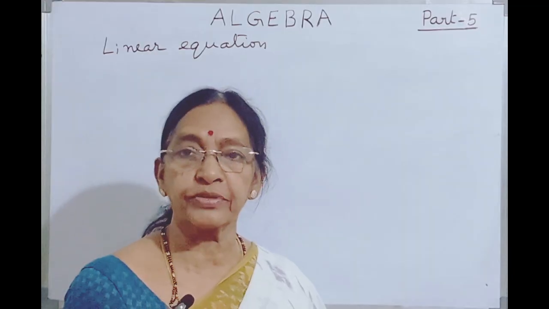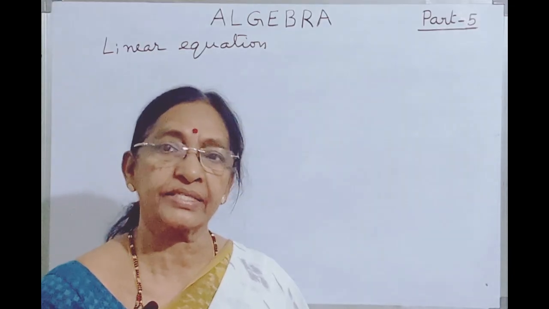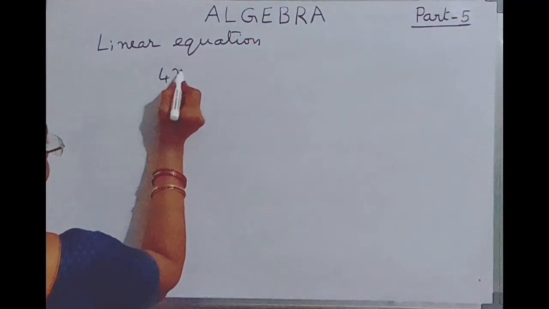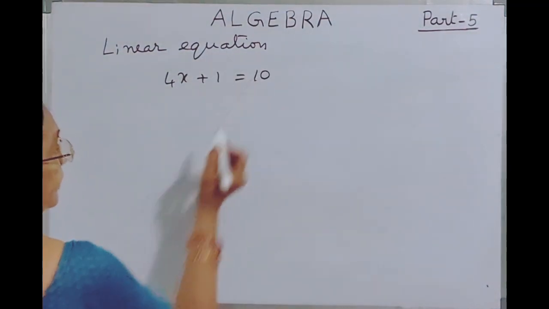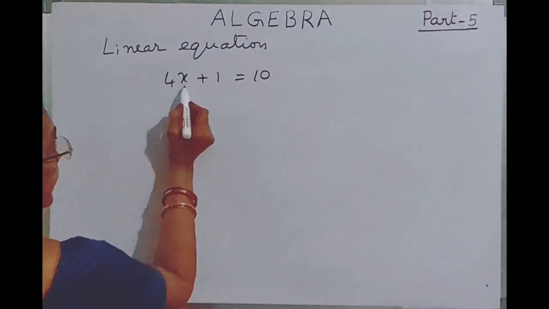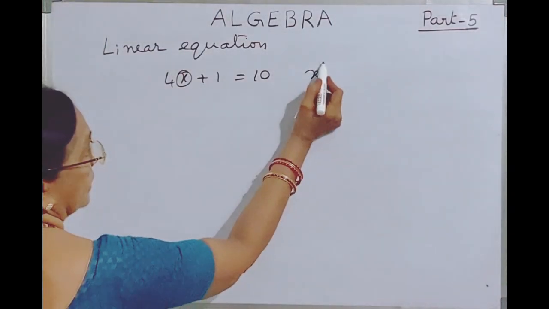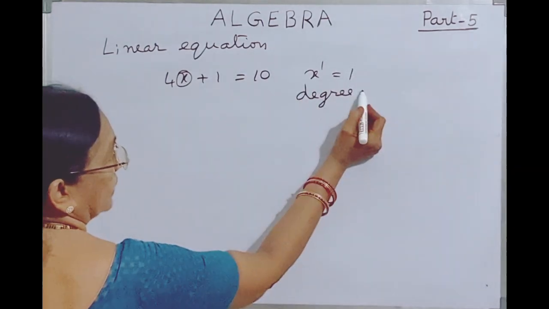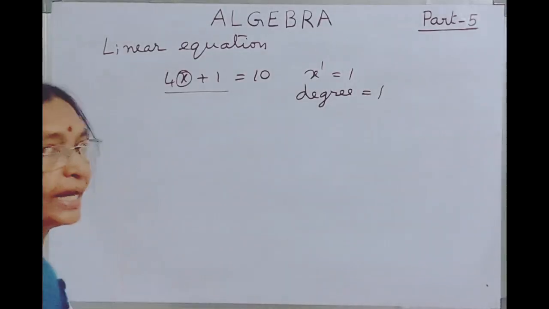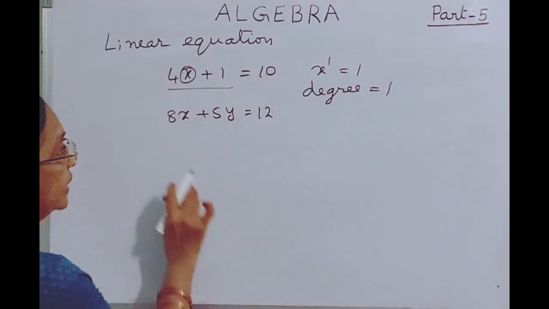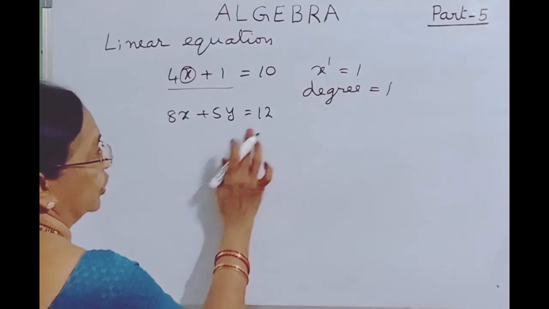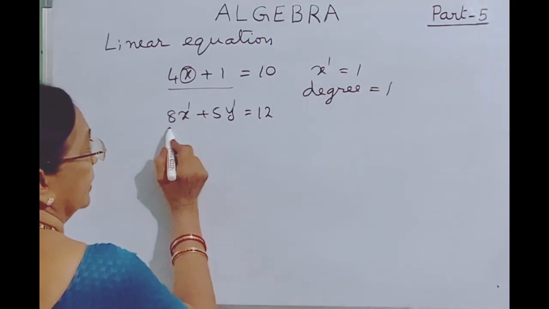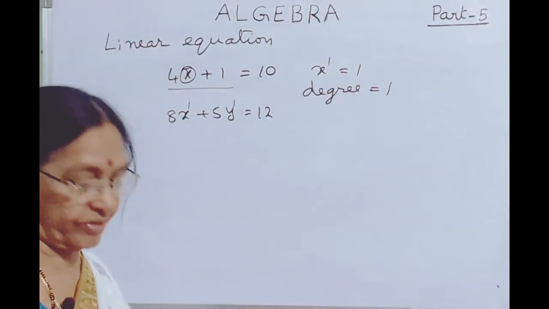Next, linear equation. An equation in which the unknown quantity has the maximum index 1. For example, 4x plus 1 is equal to 10. Here the variable is x and its power is 1. That is, the degree of the polynomial is equal to 1. Therefore, it is called a linear equation. Another example, 8x plus 5y is equal to 12. This is also a linear equation because the powers are 1 only. Therefore, this is also called a linear equation.